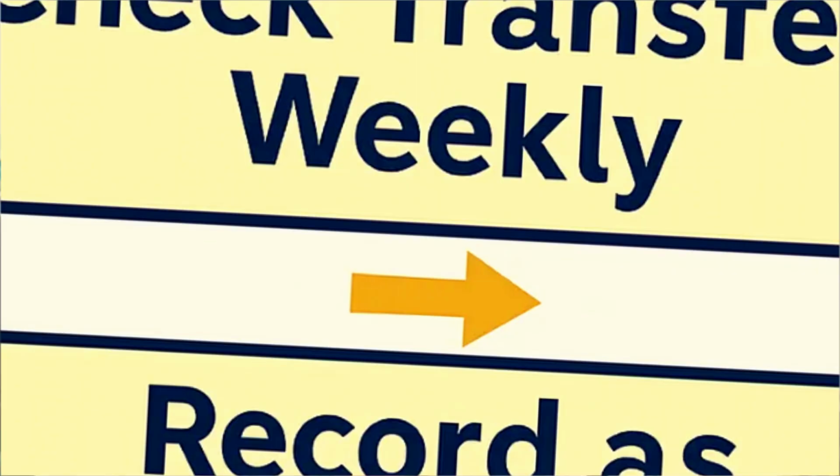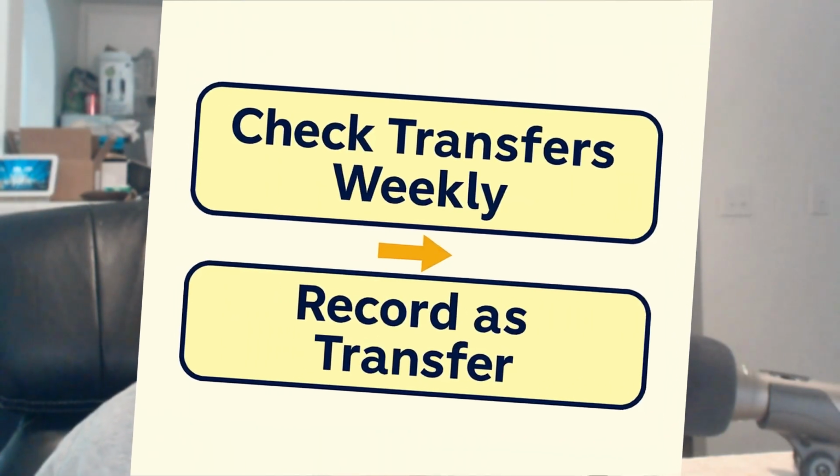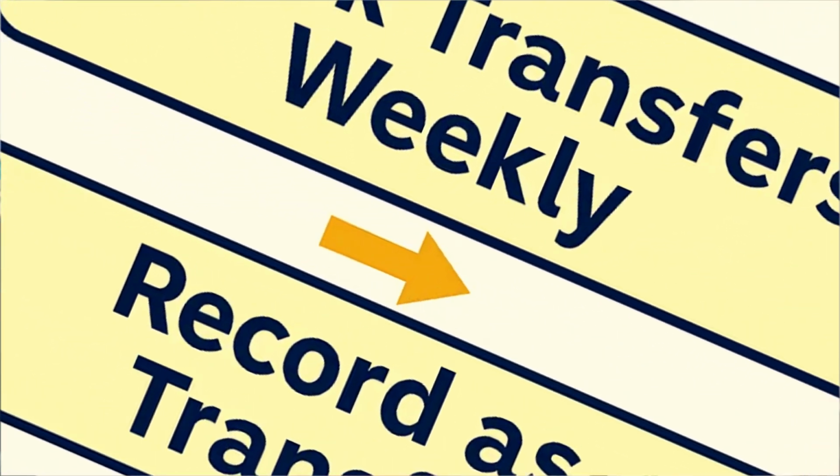Before you leave the banking screen, filter for transfers. Confirm every transfer between your own accounts is recorded as a transfer on both sides, not as income or expenses. Catching that weekly prevents the P&L from ballooning with phantom revenue.